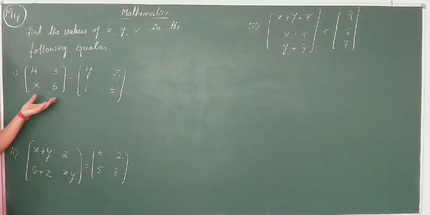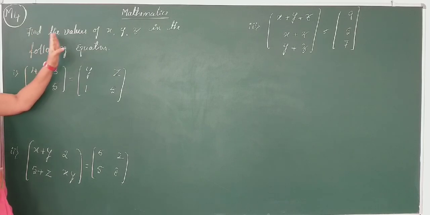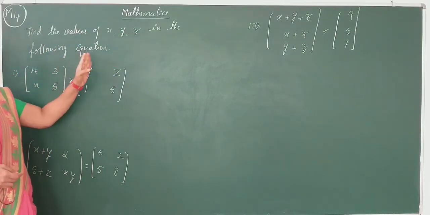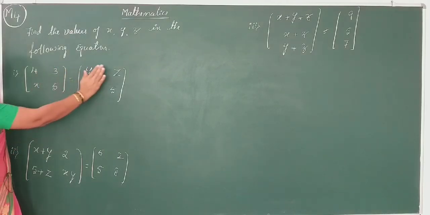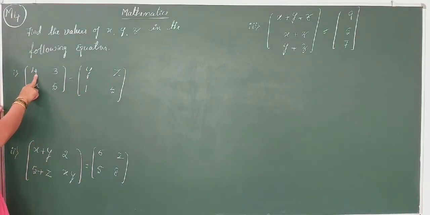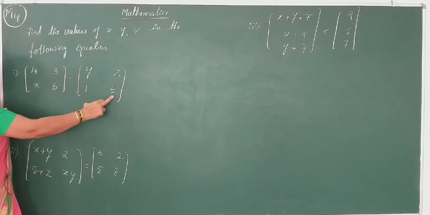Students, so continue the problems from the last exercise. Now find the values of x, y, z in the following equation. So first equation is nothing but equality of two matrices. One of the matrices is 4 3 x 5 and another one is y z 1 5.